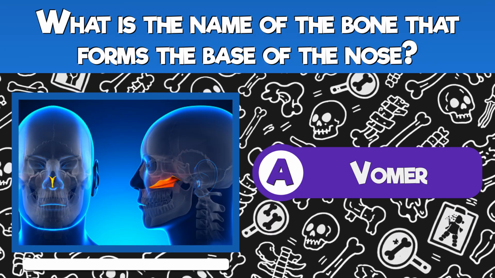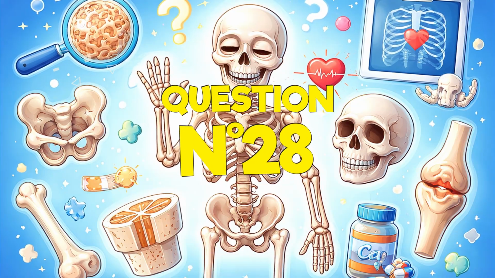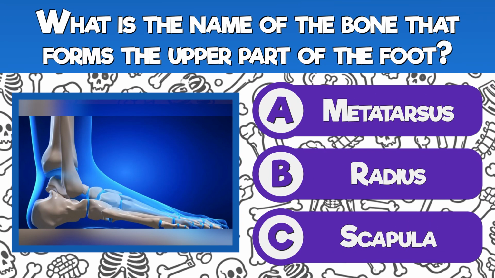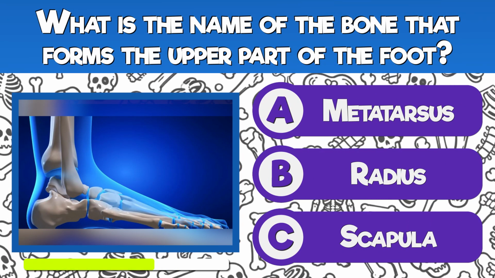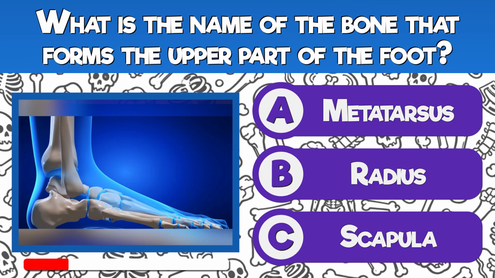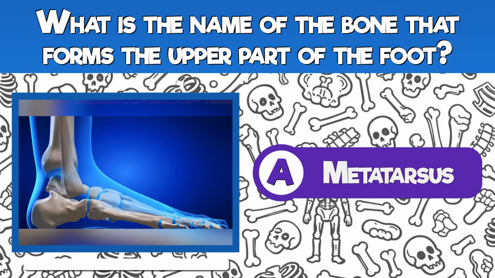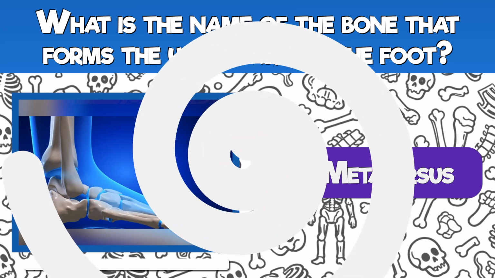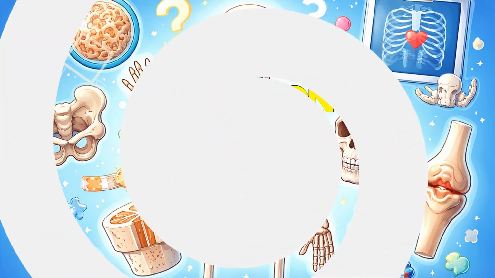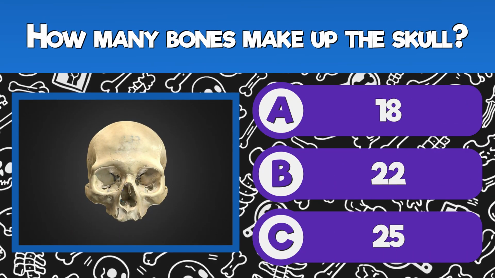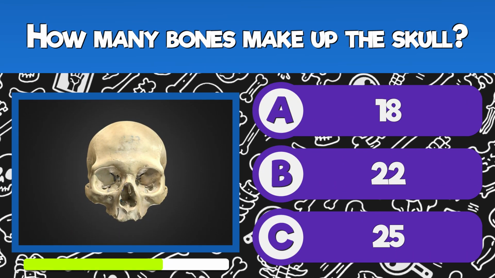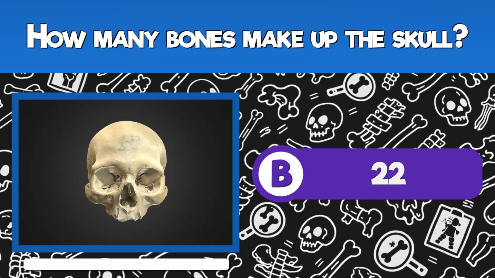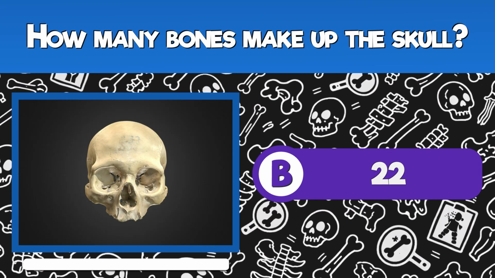Ready for the next one? What is the name of the bone that forms the upper part of the foot? The metatarsus. How many bones make up the skull? 22 bones.